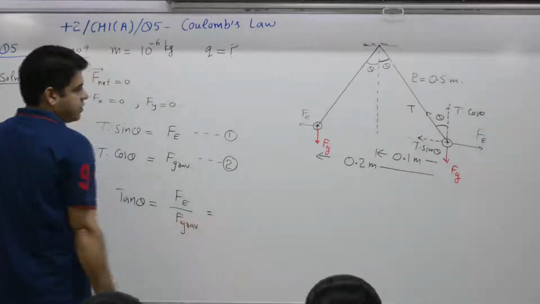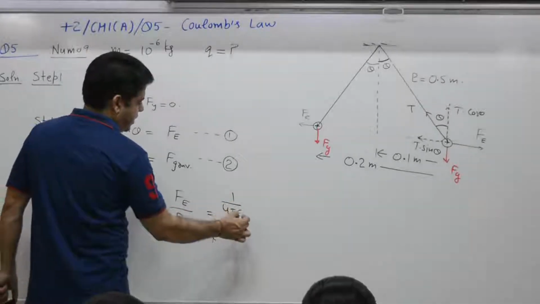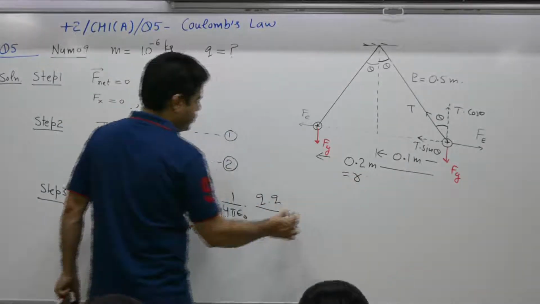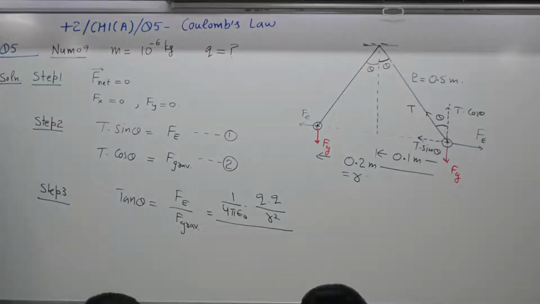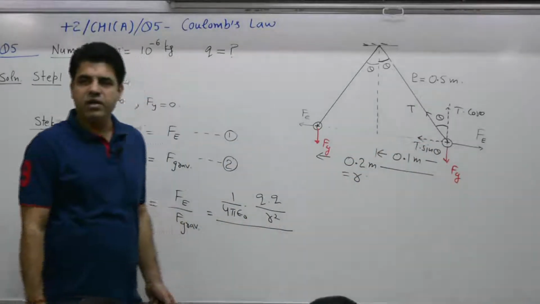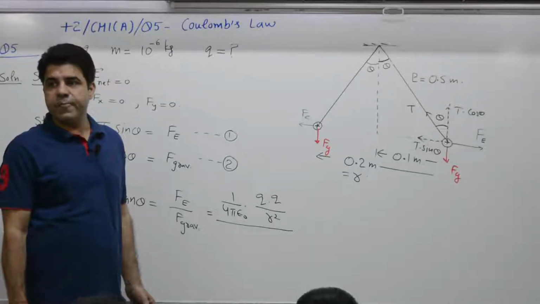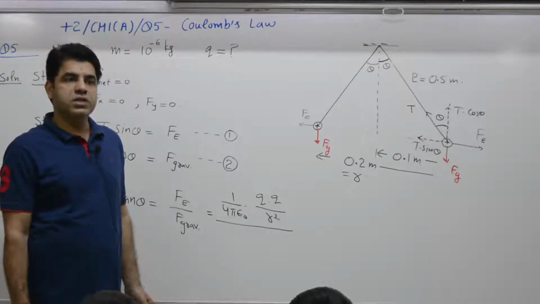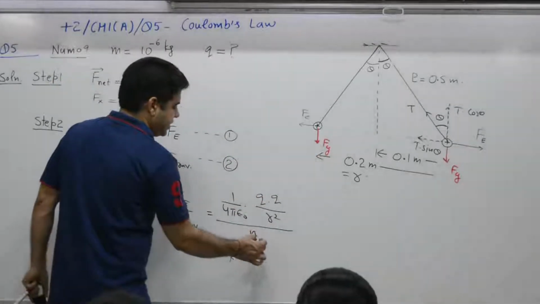Electric force is equal to 1 by 4 pi epsilon naught Q1 Q2 by R square, where R is the distance between the two. Gravitational force is mg. It is not the force between these two masses; that force is very, very small. Gravitational force is the force due to Earth. Earth is a big, heavy mass. That's why that value comes out to be very large in comparison to the force between two masses due to gravity. That is why here Fg is equal to mg.